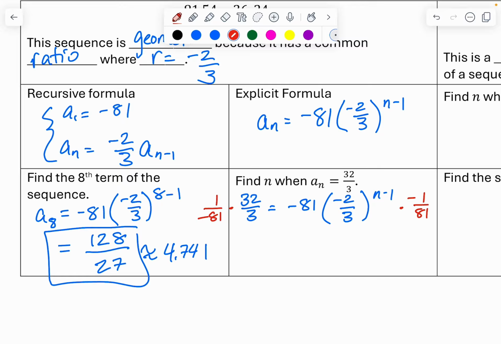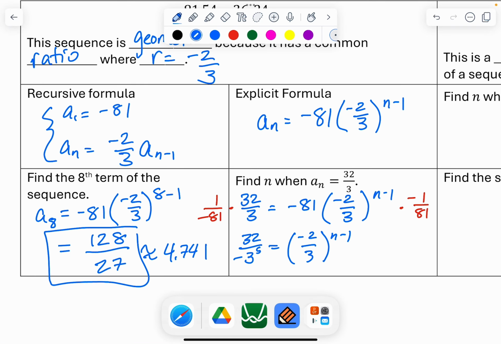This is 3 to the third, to the fourth times another 3 to the fifth. So I see a 32. I want to go back to blue. I see a 32 over a negative 3 to the fifth power is equal to a negative 2/3 to the n minus 1. Now I'm hopeful that that 32 is 2 to the fifth. Let's see. Well, come here, Desmos. What are you doing?